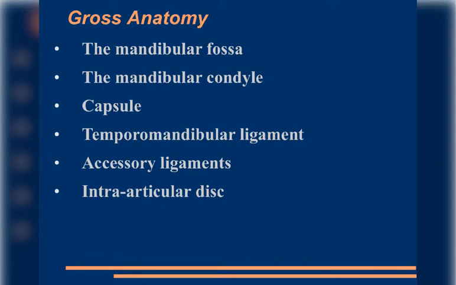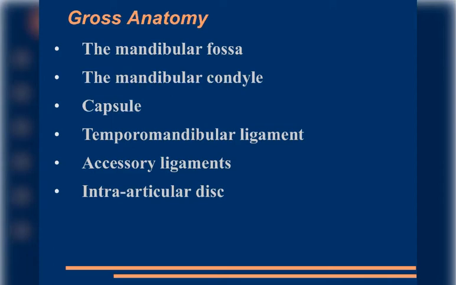Now I'll talk about gross anatomy of the temporomandibular joint. The temporomandibular joint is an articulation between the head of the condyle, also called the mandibular condyle, and the mandibular fossa, which is a depression in the temporal bone. It's called the mandibular fossa, but it's part of the temporal bone. It's also called the glenoid fossa.